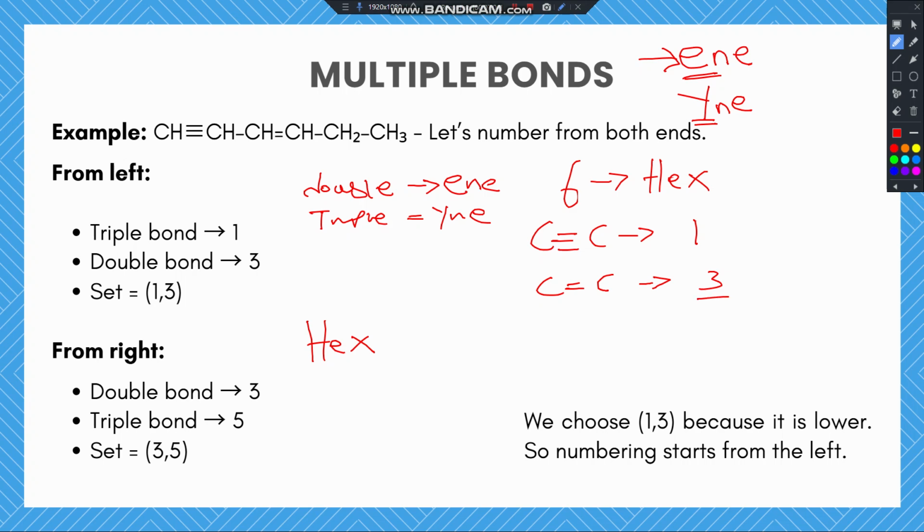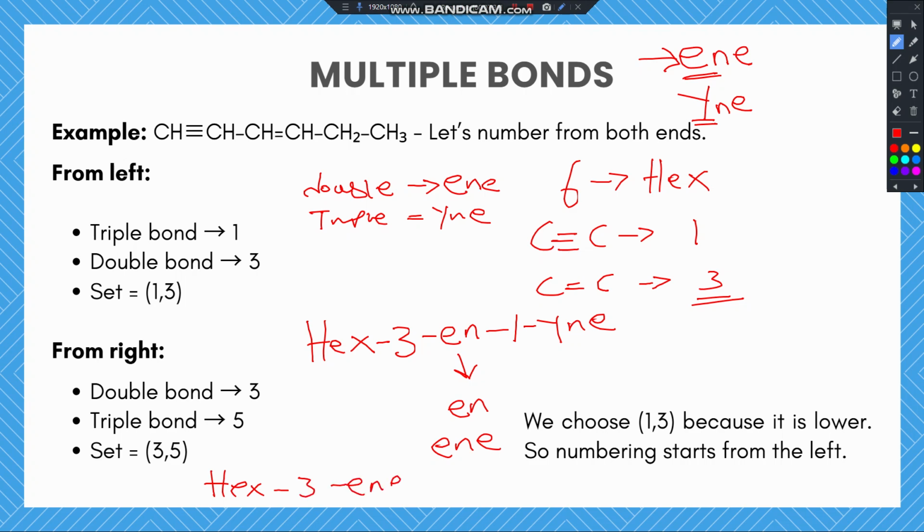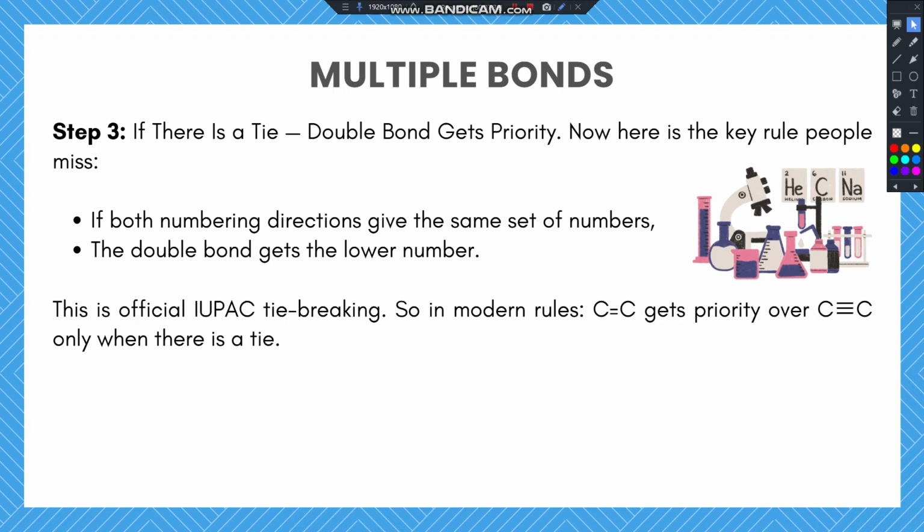So when we're indicating the position of the triple bond, that becomes 3-yne, and then the position of the double bond, which is 1-ene. When you're indicating the position of a double bond, if it is not ending the name of the compound, you use en instead of ene. So altogether, the name of the compound becomes hex-1-en-3-yne. That is how the compound is named.